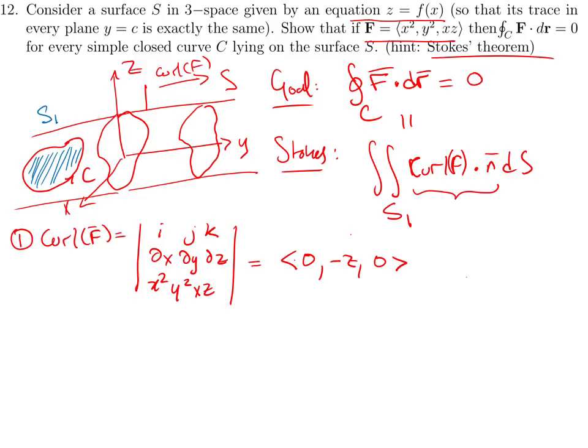Because the normal vector is going to look like this. So the dot product might end up being 0, but let's just verify that. So let's compute the normal vector. So how do you compute a normal vector to the surface? We don't even know what the equation defining it is.